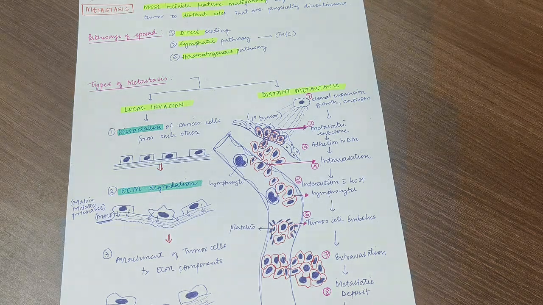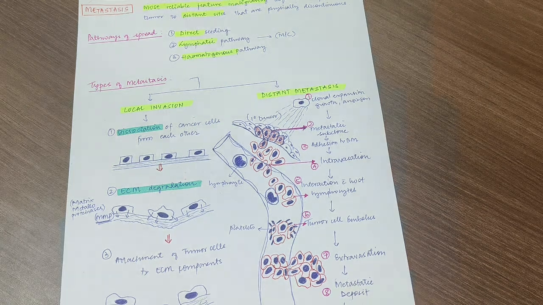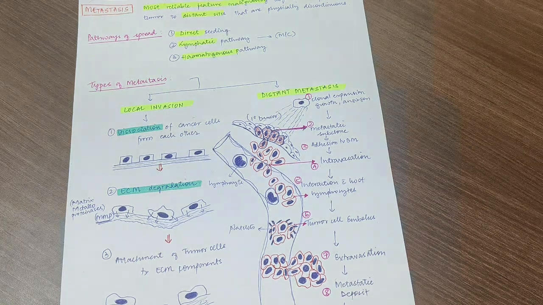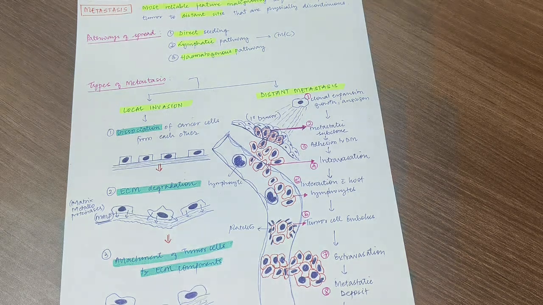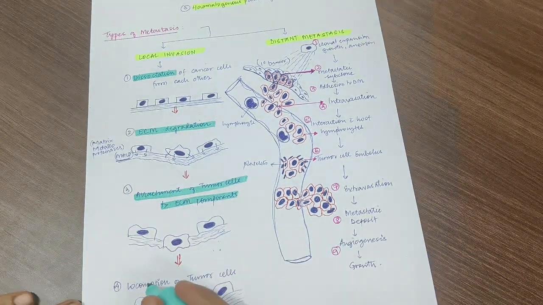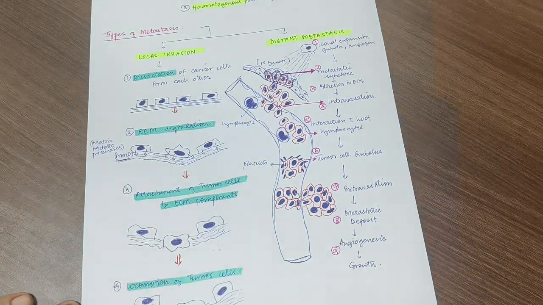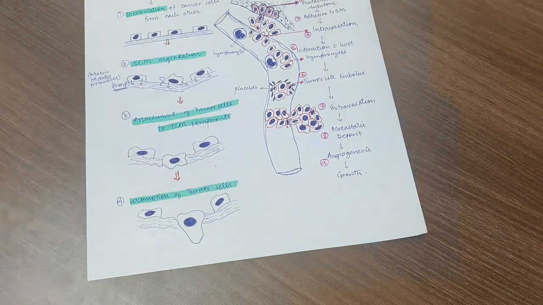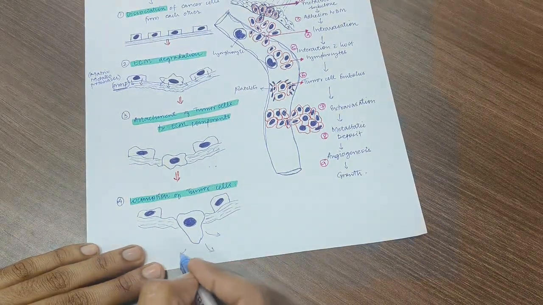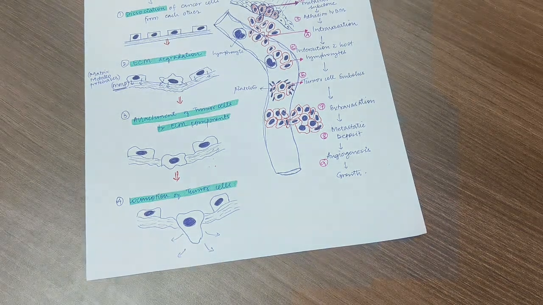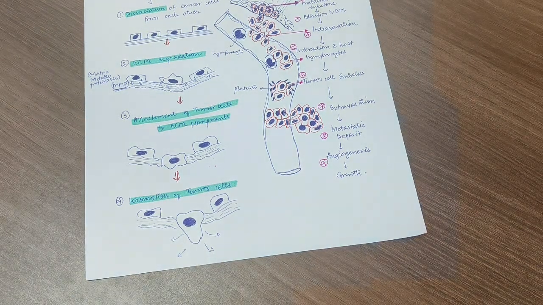Next, after doing that, there is attachment of the tumor cells to the ECM components. Last is locomotion of the tumor cells. The tumor cells will start moving in different directions and bring about their actions.